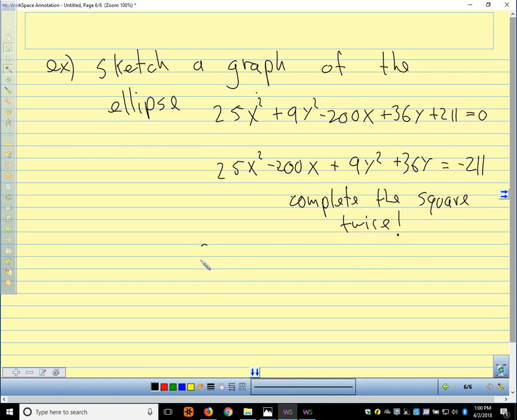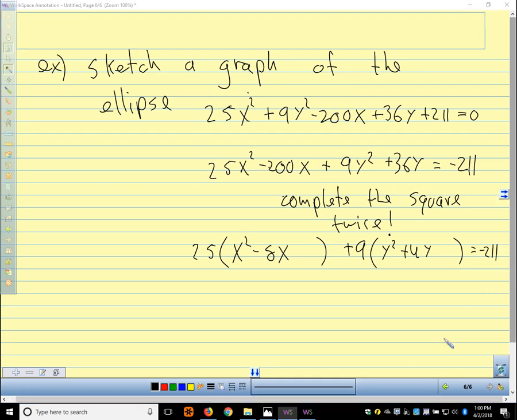So I'm going to write this as 25, factoring out that 25: x² − 8x, we'll complete the square there, plus 9, y² + 4y, equals −211. I should have left a little more room here to put all my numbers. And I'm going to complete the square here.